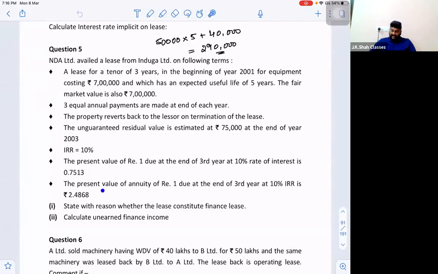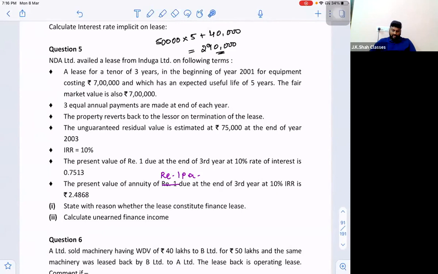And the present value of an annuity of 1 rupee, you write it as 1 rupee per annum, 1 rupee per annum due at the end of the 3rd year at 10% IRR is 2.4868. It means this is the cumulative rate. The 3 years' total is given to you.